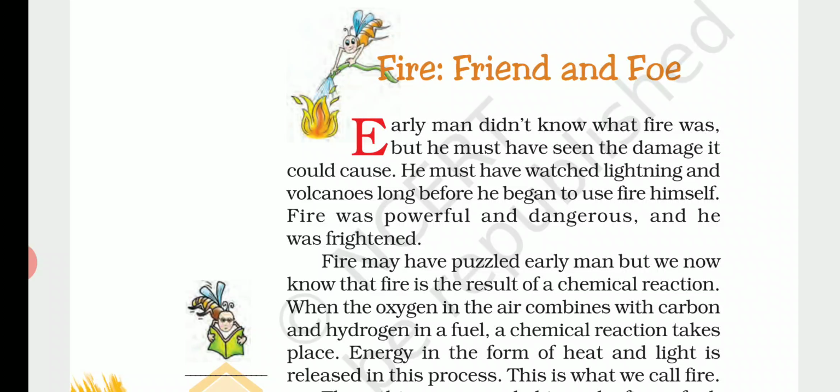The energy in the form of heat and light is released in this process. तो ये जो process होता है, so what is released? Heat, that is गर्म, and light. तो दो चीज़ produce होती है, that is heat and light. ये दोनों क्या है? Heat and light, form of energy. This is what we call fire. So after the reaction, the energy released is heat and light, and this form of energy is known as fire. Okay, so learn this definition everyone.